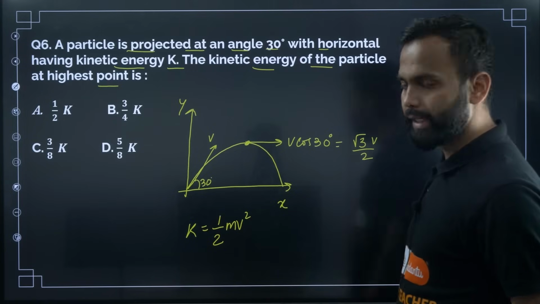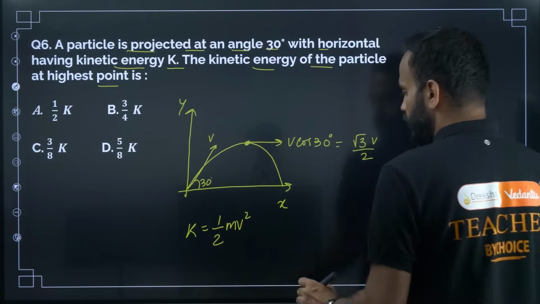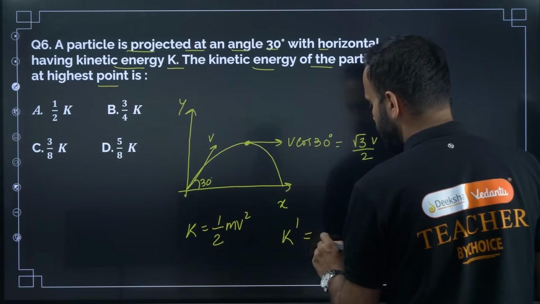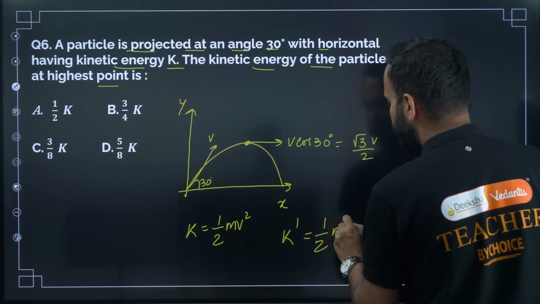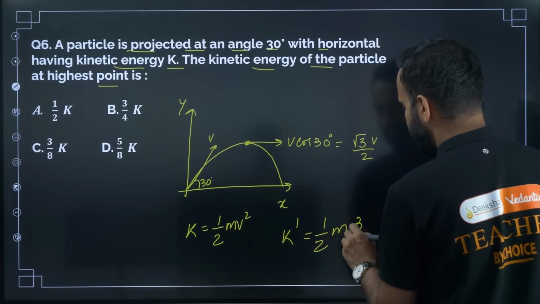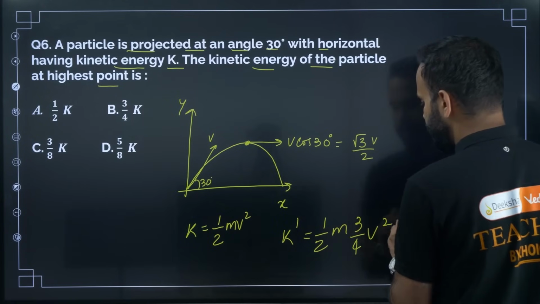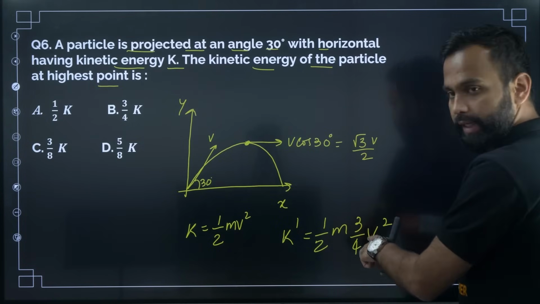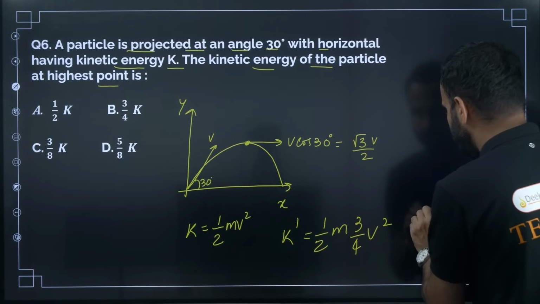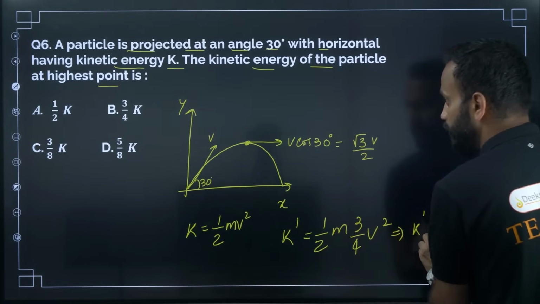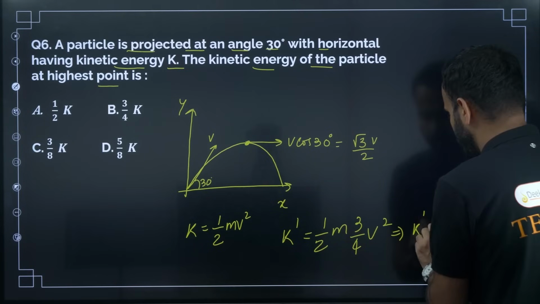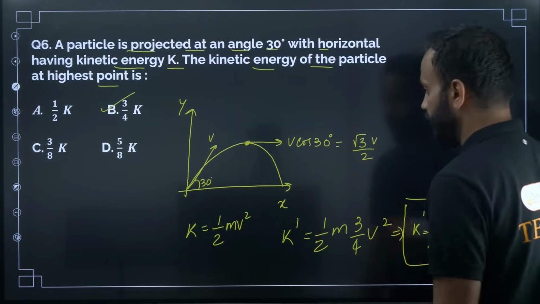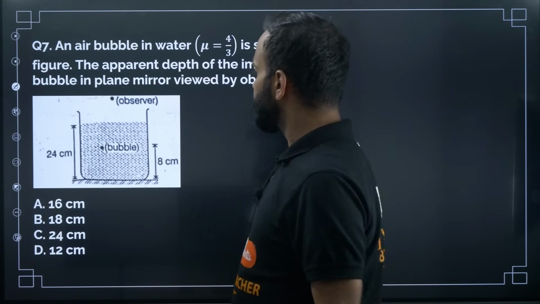So this is the initial kinetic energy, right? So now new kinetic energy, that is kinetic energy at the highest point, K dash is equal to half into m into V square, where V square is 3 divided by 4 times V square. So now half m V square is K, so K dash is equal to 3 by 4 times K. So the correct option is B. Next question, question number 7.